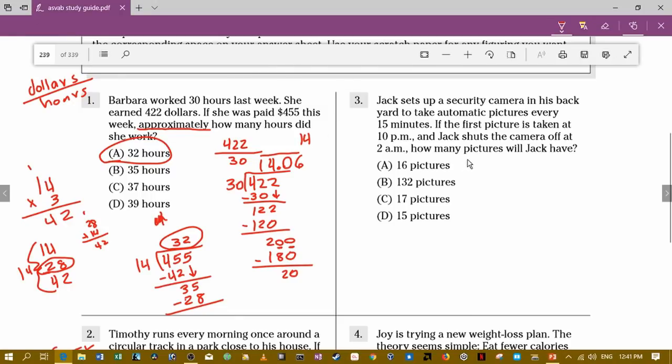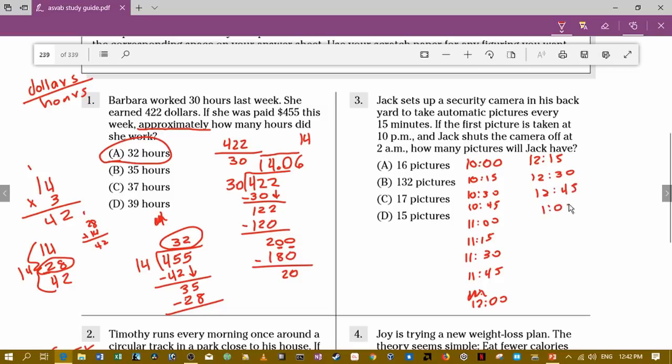So first picture's at 10. And to make things simple, rather than trying to come up with a formula for this scenario, I'm just going to write out every 15 minutes. 10:15, 10:30, 10:45, 11, 11:15, 11:30, 11:45, 12, 12:15, 12:30, 12:45, 1, 1:15, 1:30, 1:45, and finally 2 o'clock.